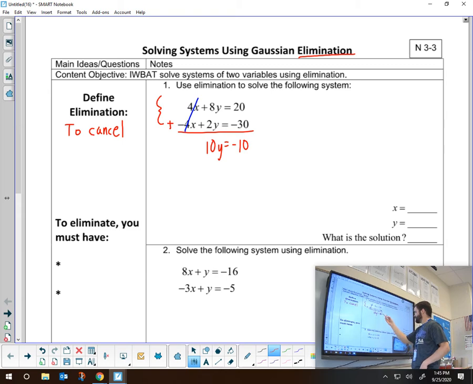And so to solve this, let's go ahead and do that. Let's divide this side by 10. Let's divide this side by 10. And let's get y equals negative 1. So there you go. We got our first answer.